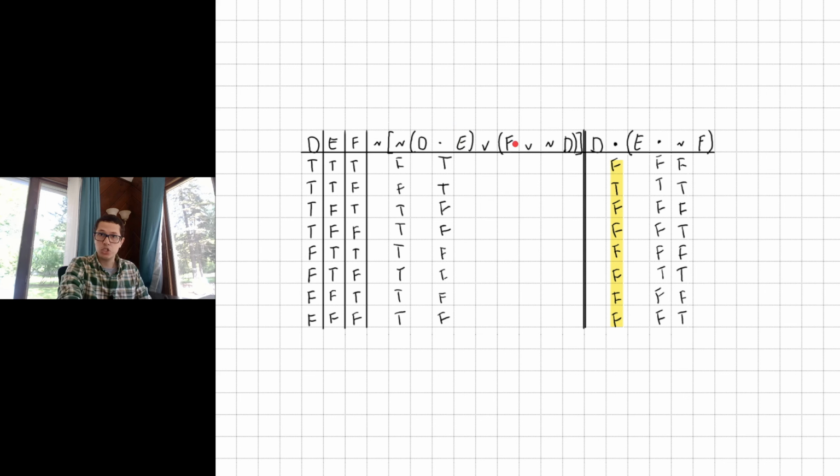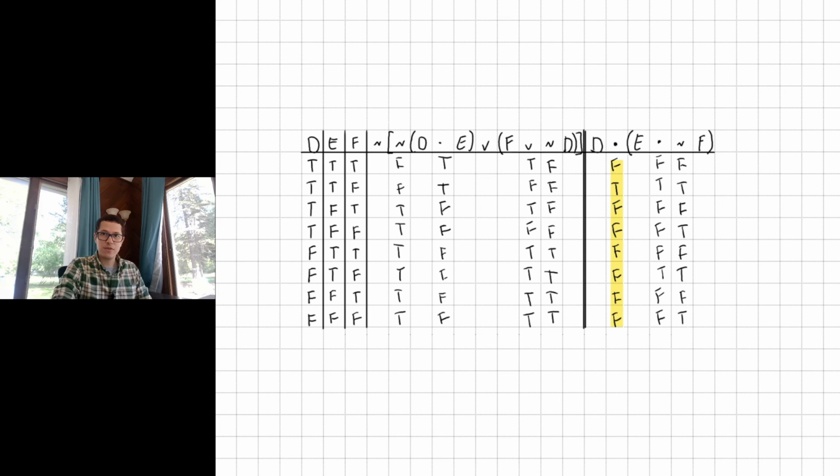Now we need to evaluate the disjunct on the right. But before we can evaluate this disjunction, we have to evaluate not D. D is first four rows true, next four rows false. So I'm just going to invert that. That's false, false, false, false, true, true, true, true. Now we can evaluate the disjunction, right? So we have true or false, that's true. False or false, that's false. True or false, that's true. False or false, that's false. True or true is going to be true. And in fact, these last four rows here are all true. So I know that all four of these will be true as well.